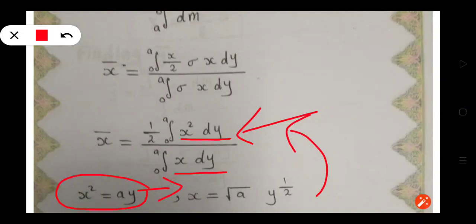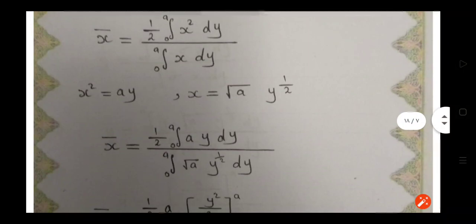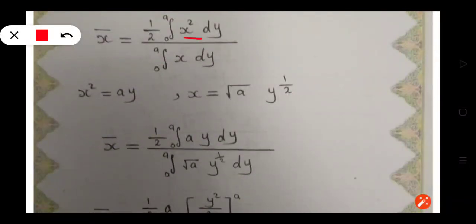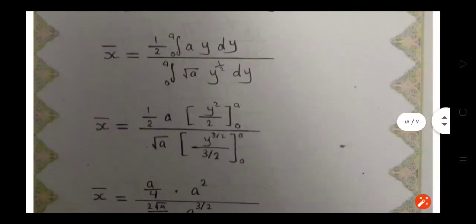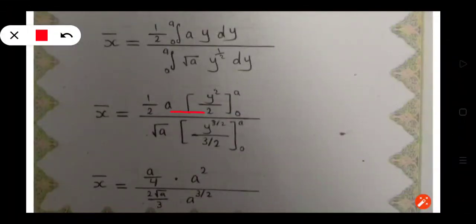So we can write x bar in the form 1 over 2, with x squared replaced by a y and x replaced by root a y power half. We can find this integration. y will be y squared over 2. y power half will be y power 3 over 2 over 3 over 2. Now, 2 times 2 equal 4, then it's equal a over 4, from 0 to a. 0 will equal 0, so we replace y by a. It's equal a squared.